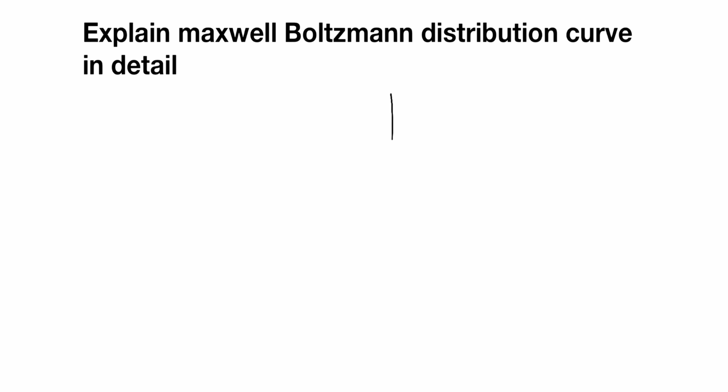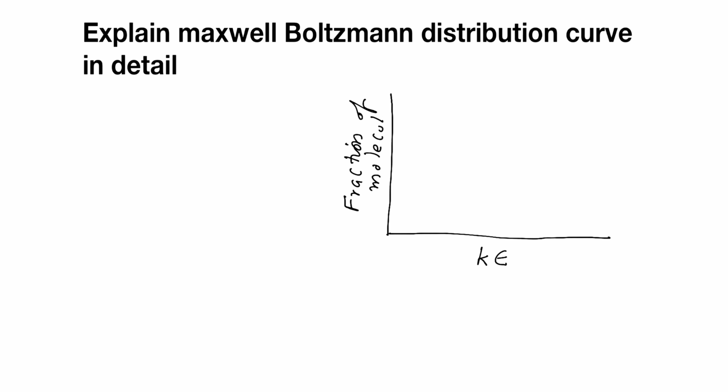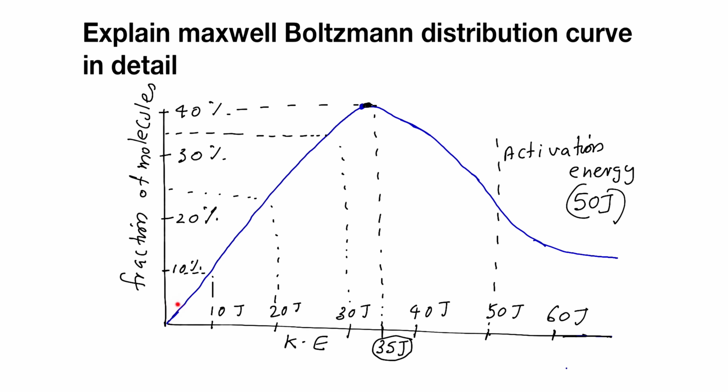For that purpose, we can plot a graph in such a way that on the x-axis we have kinetic energy and on the y-axis we have fraction of molecules. For example, assume we have 30% of molecules having 50 joule of energy, 20% of molecules having 100 joule of energy, like that. So we are going to plot a graph between that. Now, look at the shape of the curve. You can see it rises, reaches a peak, and then falls, right?